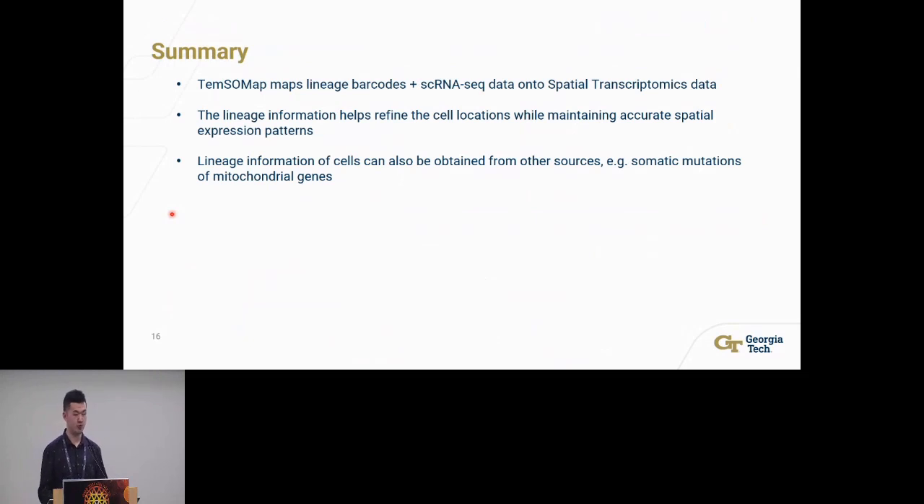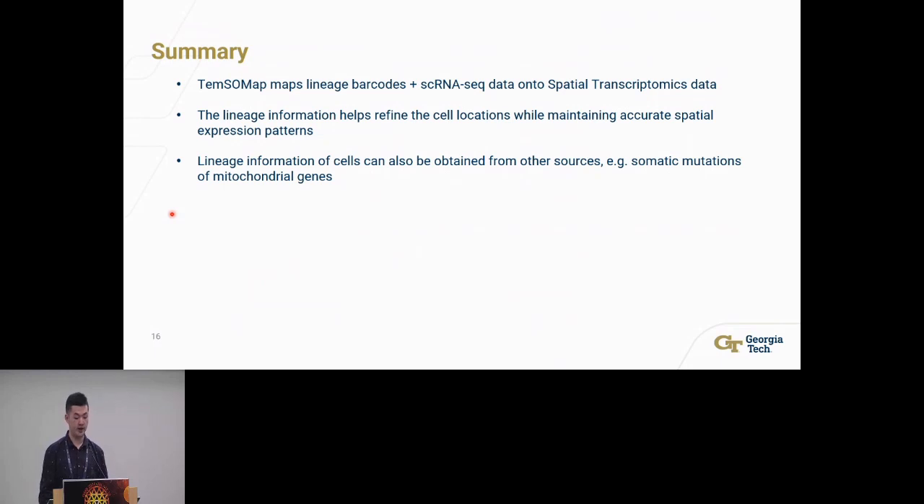TemSOMap is a computational tool that maps paired lineage plus single-cell RNA-seq data onto spatial transcriptomics data. The additional lineage information helps us refine the cell location inference, and at the same time, we still maintain accurate spatial expression patterns in terms of both cell types and marker genes.